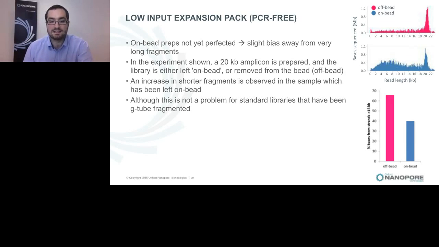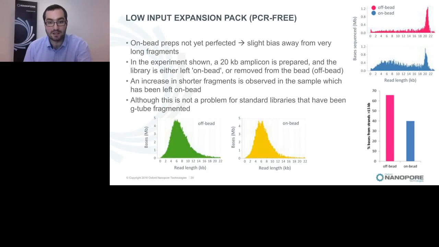In the example where the sample is G-tube fragmented, there's no significant difference in the read length. You can see from the green and the yellow plots that if you're talking about G-tube fragments centered around sort of 6 to 8 kb, then this bias isn't seen.